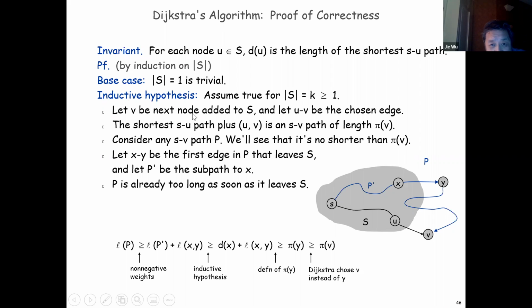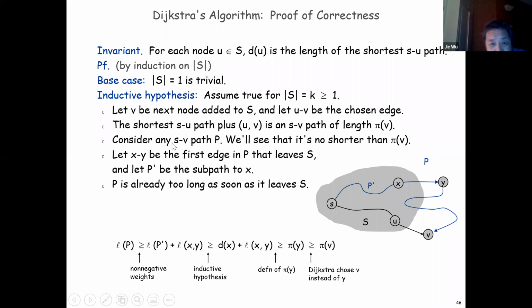Let V be the next node added to S, and let UV be the chosen edge. This is the step where you're growing, right? It means that it's the shortest one in terms of distance. Then the shortest path from S to U plus UV. So you use the induction process. Induction means that suppose S to U is already the shortest; you add that and it's still the shortest, but you prove it by contradiction.